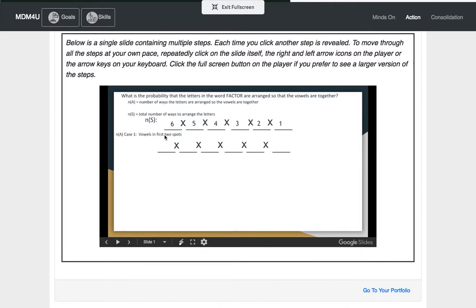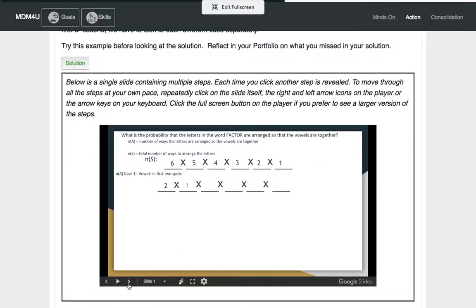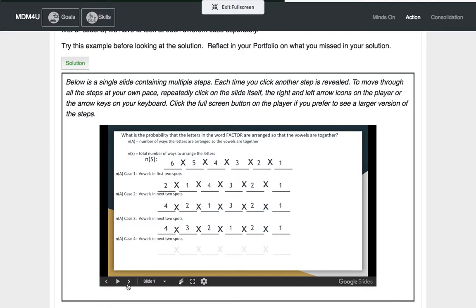Vowels in the first 2 spots, because we want the vowels to be together. So let's say the vowels are together at the first 2. Well, we have 2 vowels, so it'd be 2 times 1 here. And then we're left with 4 letters, consonants technically, and that's case number 1. Now we shift the vowels to the next 2 spots. It's similar because we still have A or O to choose from. And then similarly, we continue like that. The next 2 spots, you get the idea, the second and the last 2 spots. And we have 5 cases in total.